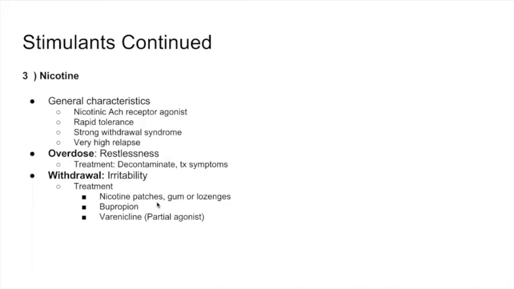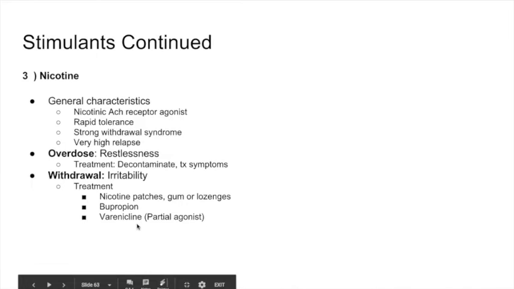Bupropion is another option, and varenicline, which is Chantix. It's also a partial agonist at the nicotinic acetylcholine receptor. I don't think varenicline is in your lecture, and I don't think we've talked about it yet, but it's in First Aid, and I think it comes up on questions. Varenicline is a partial agonist for nicotine.